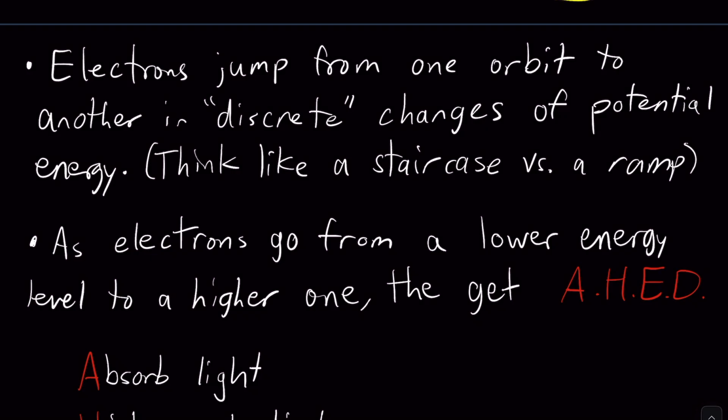Electrons jump from one orbit to another in discrete changes of potential energy. I use the example of a staircase versus a ramp, right? In a ramp, you're going up constantly. But in a staircase, you're going up in intervals. This is what discrete means. So discrete changes means you're going up one step, two steps. There's a little jump in the energy levels.